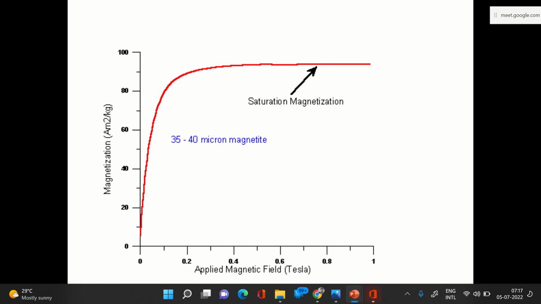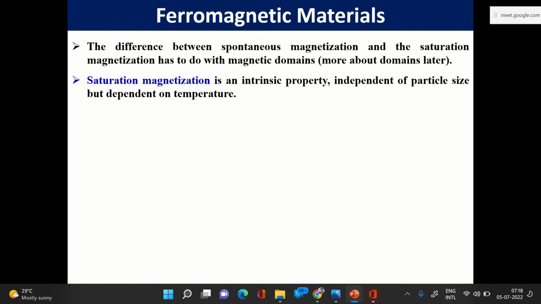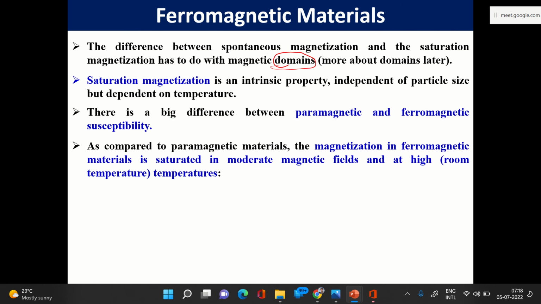Saturation magnetization is under some force, an applied magnetic field, and spontaneous magnetization is the magnetization that is in the absence of any field. So this is the prime difference between the two that we are talking about, and it is related to domains. We are going to talk about it very soon. We will understand why domains exist, so that discussion will come up.